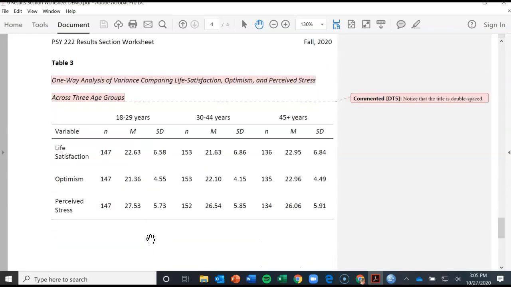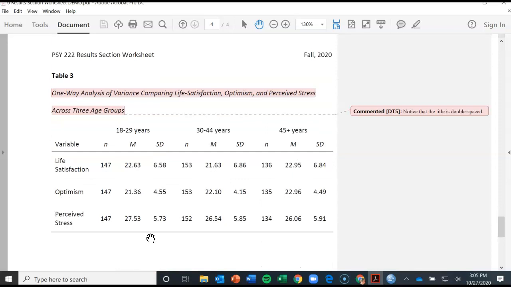Now my next table, and remember tables go each on their own page. If we were doing a full document, it would be after the references page. The title is in italics, it's in title case, and it's double spaced. The word Table, the number 3, are in bold. Nothing else is in bold.